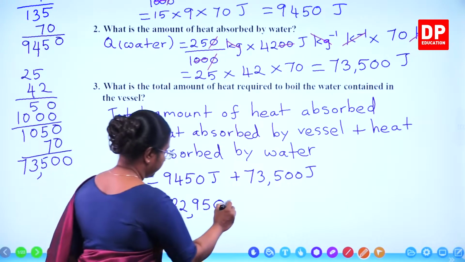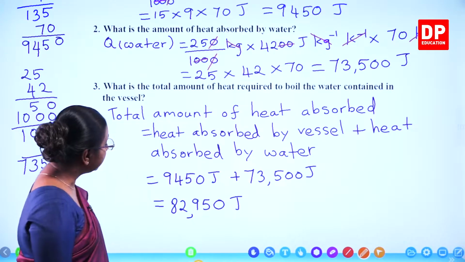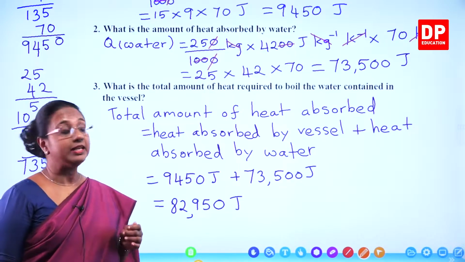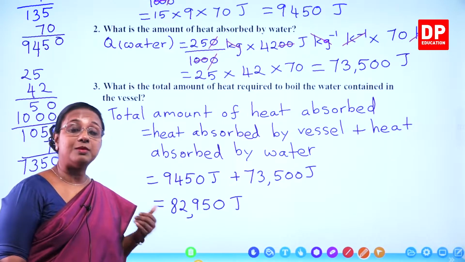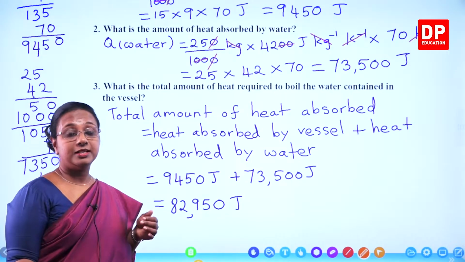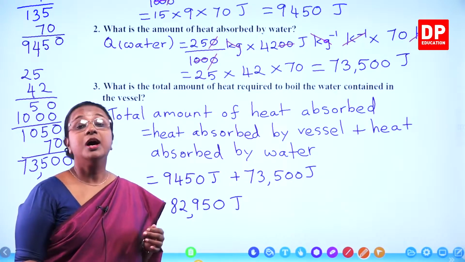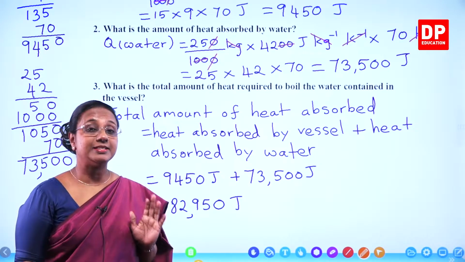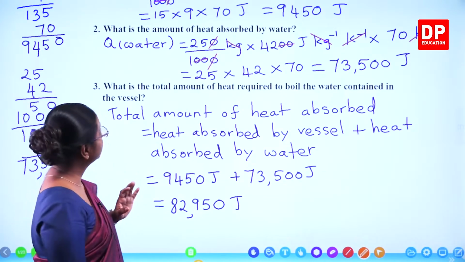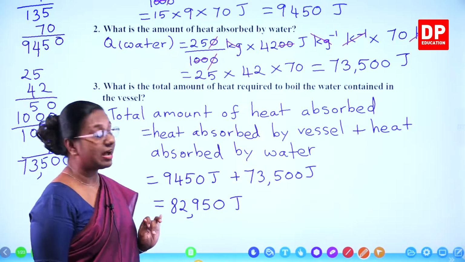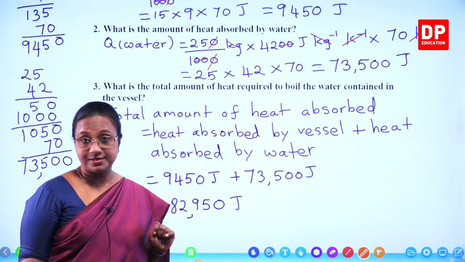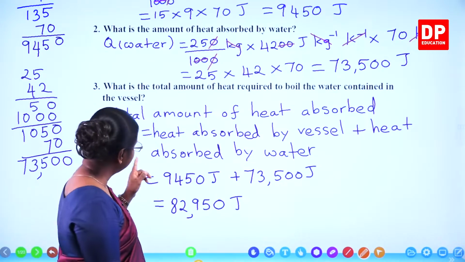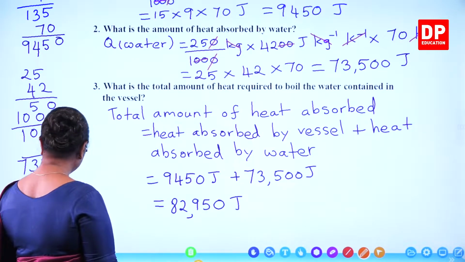82,950 joules. That is the heat that is required to increase the temperature of water that is present in an aluminium vessel from 30 degrees Celsius up to 100 degrees Celsius. That is the boiling point. So I am sure students, you also would have done this calculation correctly and got the same answer. So with that, I will move on to the next question.